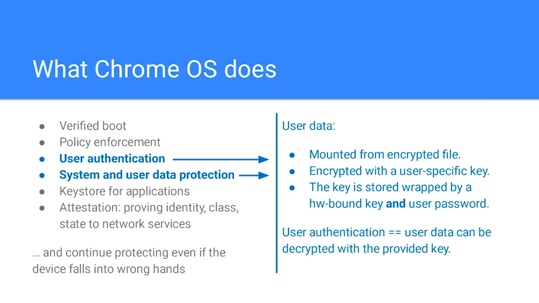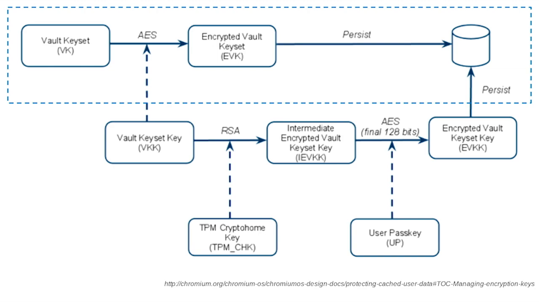So how do we use those keys? For example, for user data, every home directory for a user on Chrome OS is stored in an encrypted file on a file system. When a user logs in, this file is mounted as a partition, as a home directory for this user. The key which is used to decrypt this file when mounting it is a software key. And it's itself stored on disk in an encrypted format. The key to encrypt this key is provided by the firmware and by the user password.